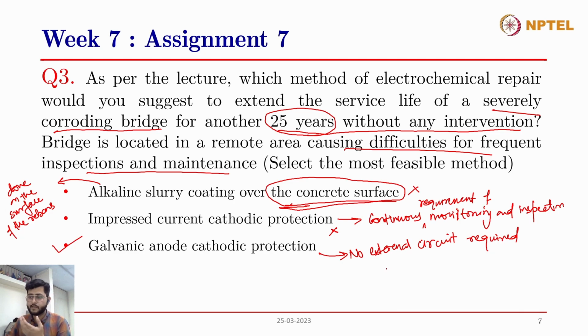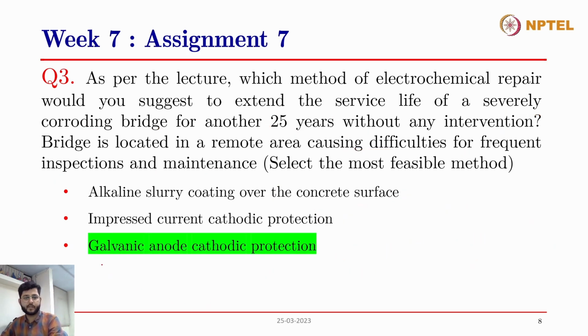because the circuit itself is formed between the galvanic anode and the steel rebar, which acts as the cathode, and therefore the battery itself is created without the application of any external voltage, and therefore no maintenance or inspection is required. So this is therefore the correct option. Galvanic anode. All right.